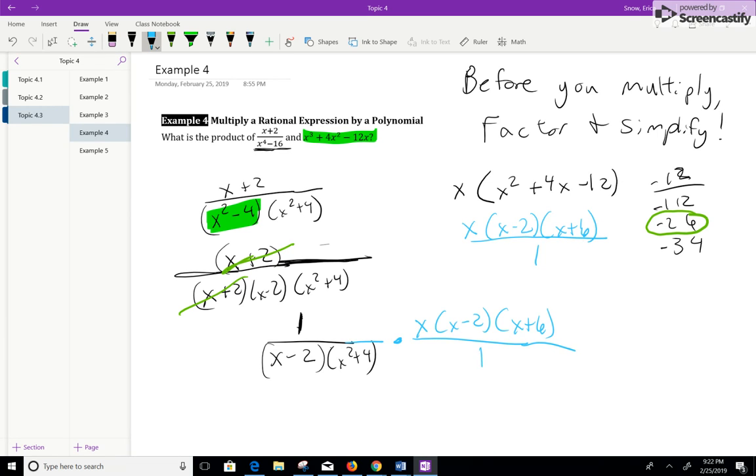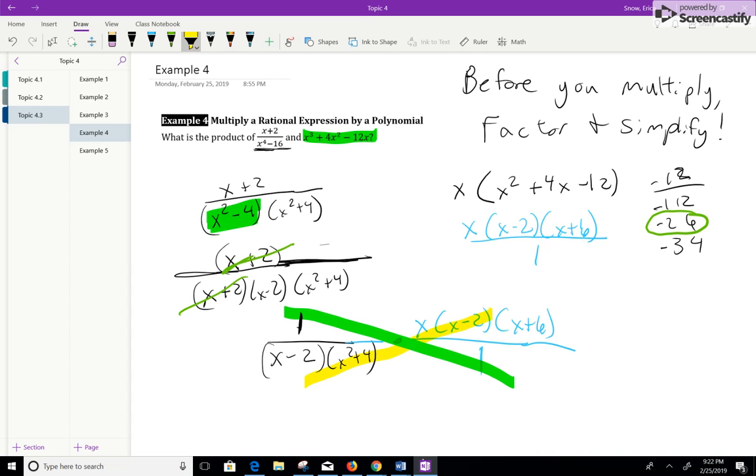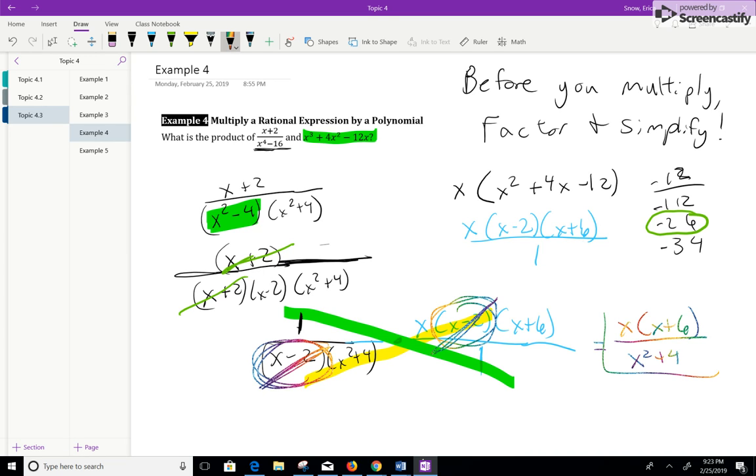And once again, we look to cross cancel. Well, when we look this way, 1 and 1 don't really cancel. But when we go this direction, we find that we have this x minus 2 here and x minus 2 here. So those factors will cancel each other out, which means that we are left with x times x plus 6 over x squared plus 4 as our final answer.